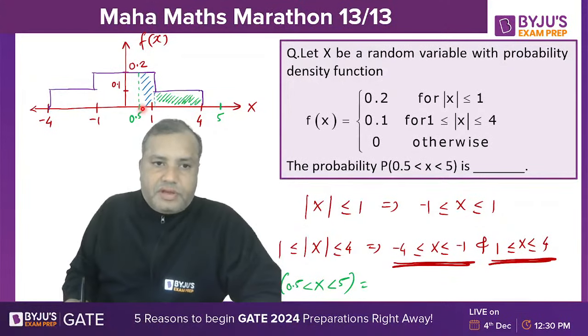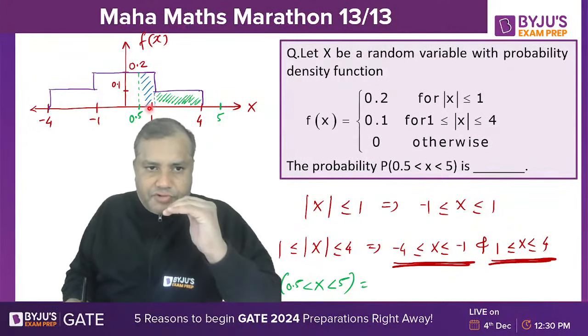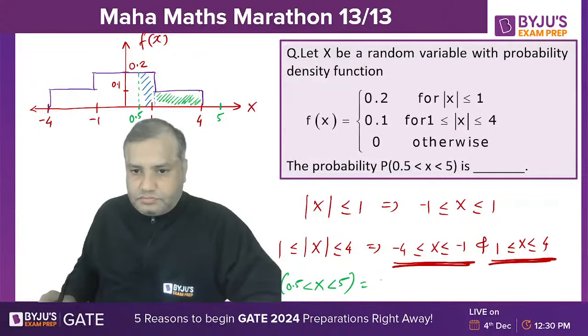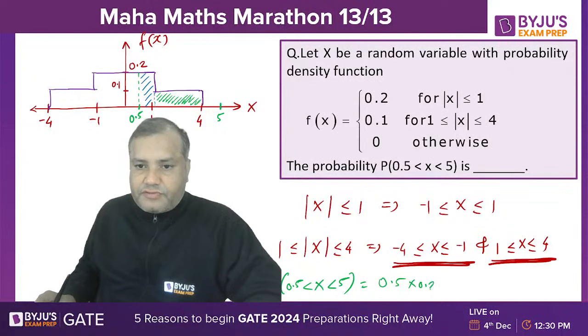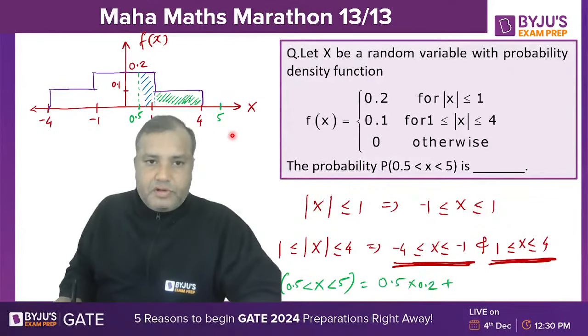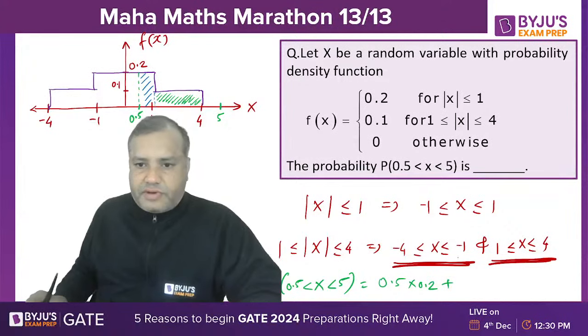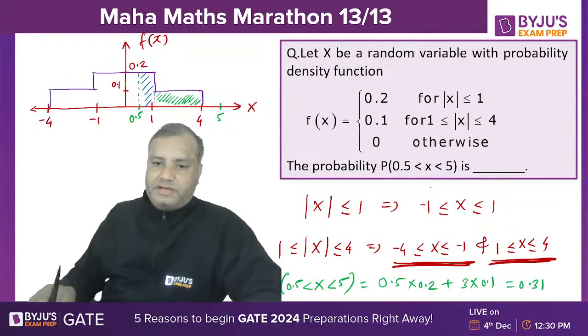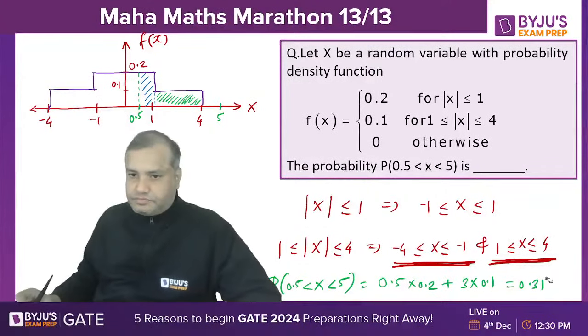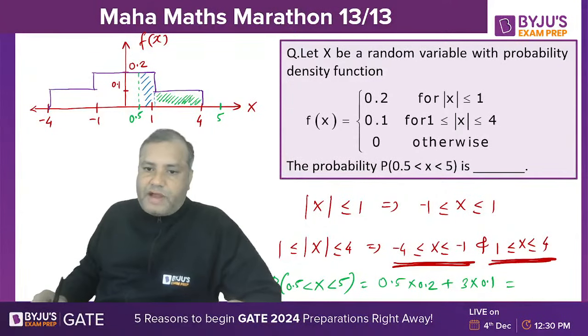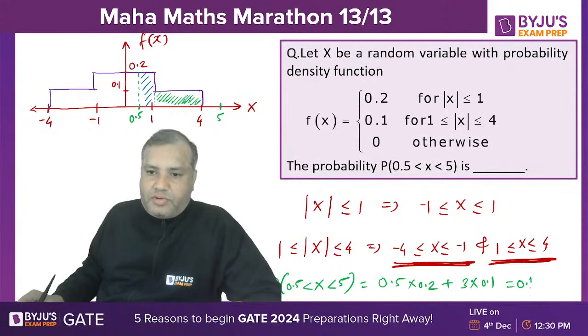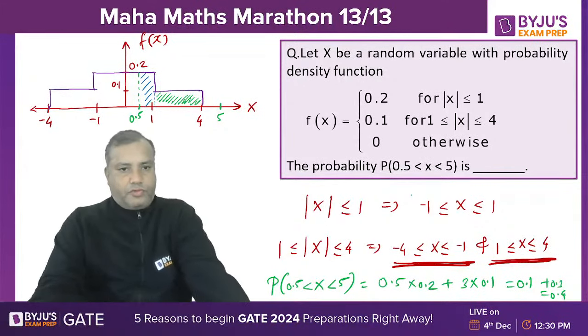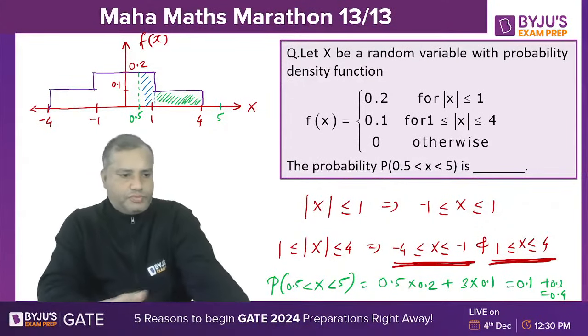This will be, 0.5 to 1 is half a unit and 0.2 is the height. So this is the first rectangle. Then 1 to 4 is 3 units width and height is 0.1. So 0.1 and 0.3. Five twos are 10, 0.1. Okay, that's 0.3. So 0.4 should be our answer, right? 0.4 should be our answer.